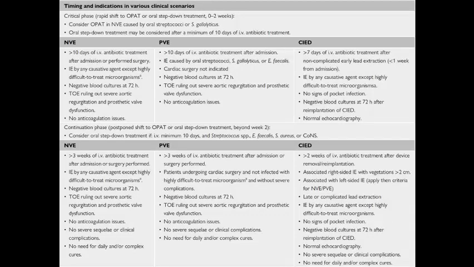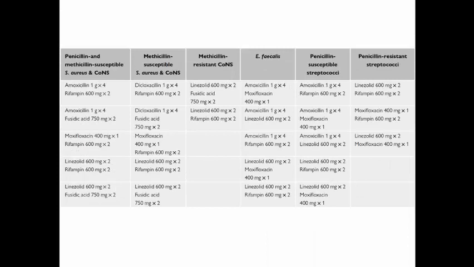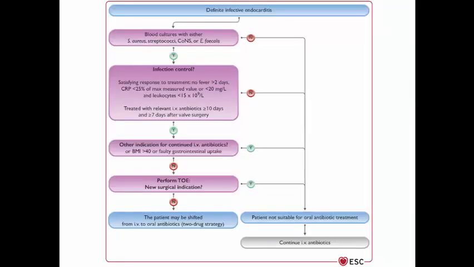This table also shows the critical phase and the continuation phase for the 3 types of infective endocarditis: the native valve, prosthetic valve, and cardiac device-related infective endocarditis. And this table shows you what are the best antibiotics to be prescribed outpatient for the continuation phase according to the organism detected in the blood culture. And also this diagram simplifies for you how to decide for the outpatient treatment.